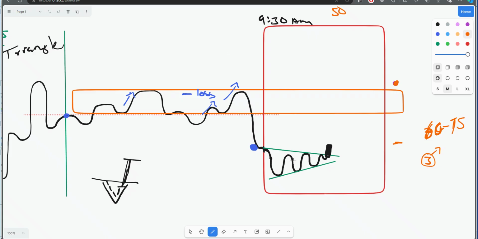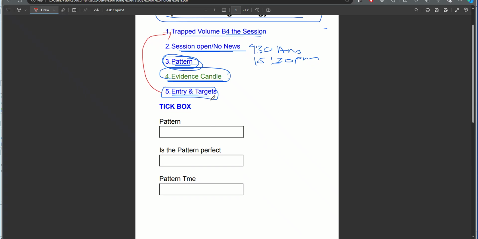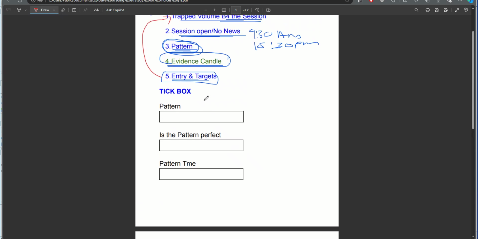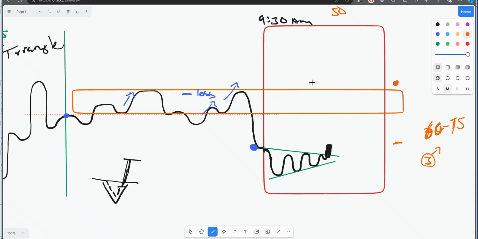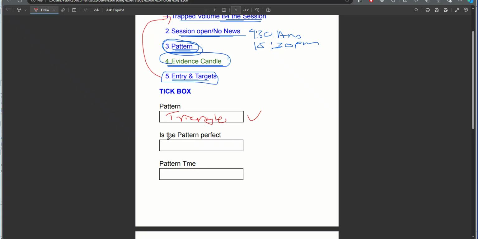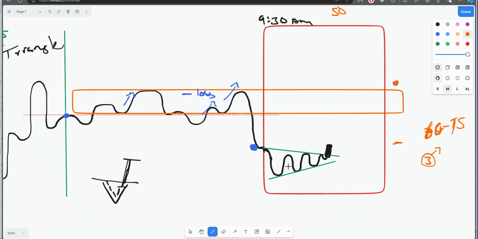If we were looking at this chart, there's a tick box. You can just draw it as this, okay? Tick box. That's what I use. Do I have a pattern? Yes, I have a pattern. What is the pattern? It's a triangle. Okay, and then is the pattern perfect? Let's go back. Perfect, I mean a pattern that has 3 touches up and 3 touches down.